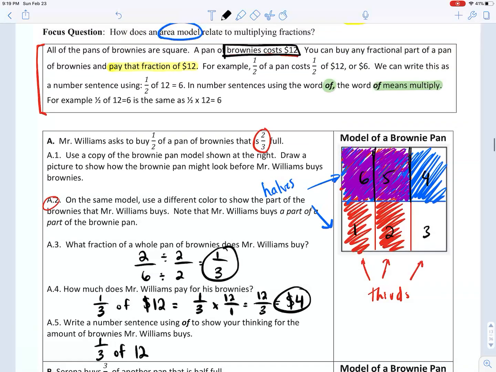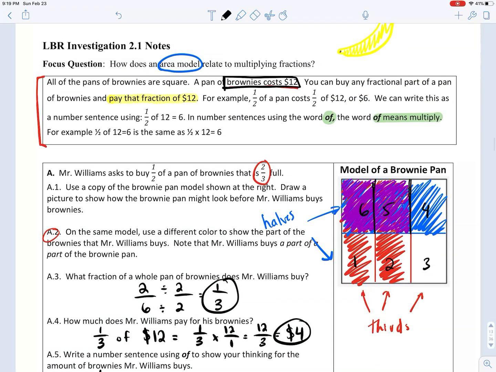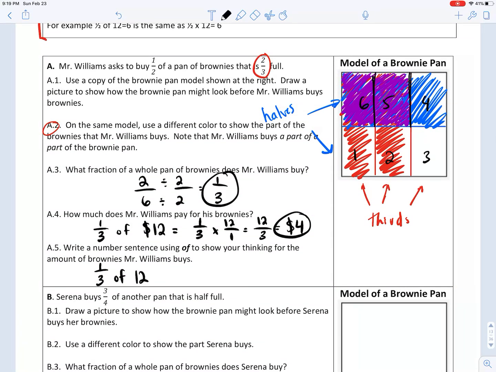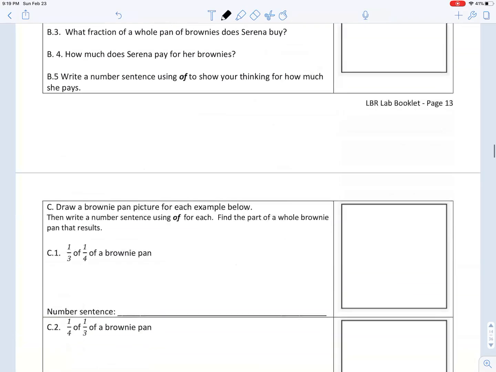So there you guys have a visual representation of multiplying fractions, right? This brownie pan is what we call an area model, because we're looking at the area of this brownie pan and seeing, well, how much, for example, does Mr. Williams buy? And in this case, he bought 1/3 of the brownie pan, 1/3 of the total area of the brownies. We're going to take a look at another example here.